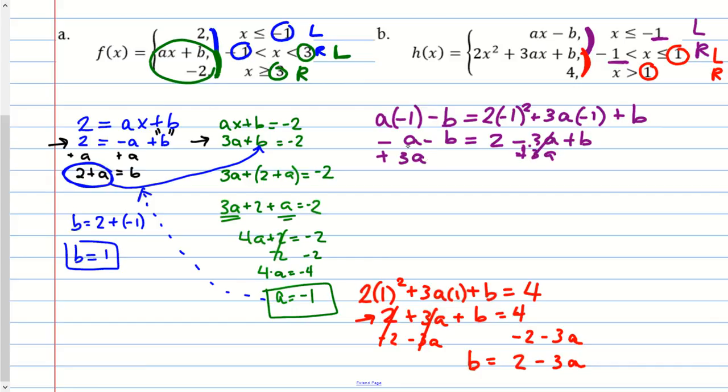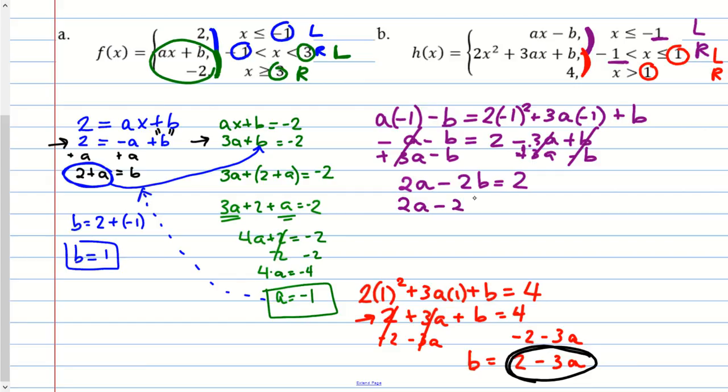Add 3a. So let's see, negative a plus 3a, that's positive 2a. And then let's go ahead and subtract b from that side also. Subtract the b here. So now I have negative 2 b's, and that equals 2. Okay, made my life a little easier. So then, now I know b is equal to all of this here. So wherever there's a b, I can just replace it with 2 minus 3a. And that's ideally what I'm going to do.